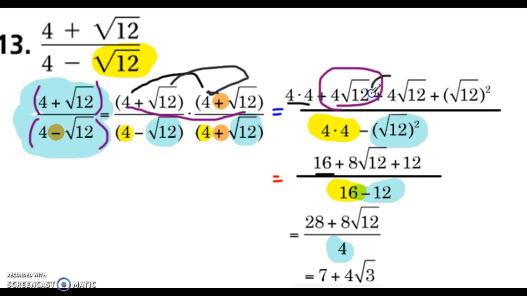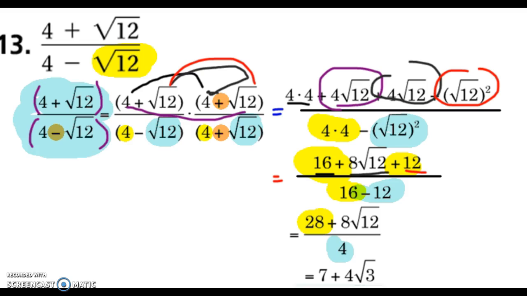So I got plus 4 square root of 12. That's how I got 8 square root of 12. And my last terms, square root of 12 and square root of 12, is how I got 12. So I'm going to go ahead and combine like terms. So 16 and 12 is how I get 28. And my middle term is 8 square root of 12.